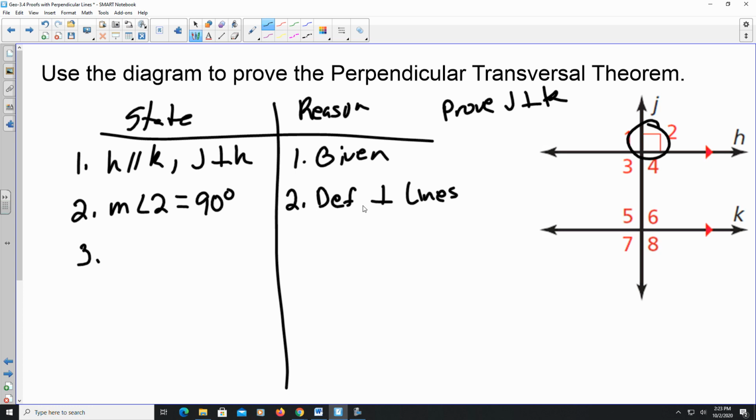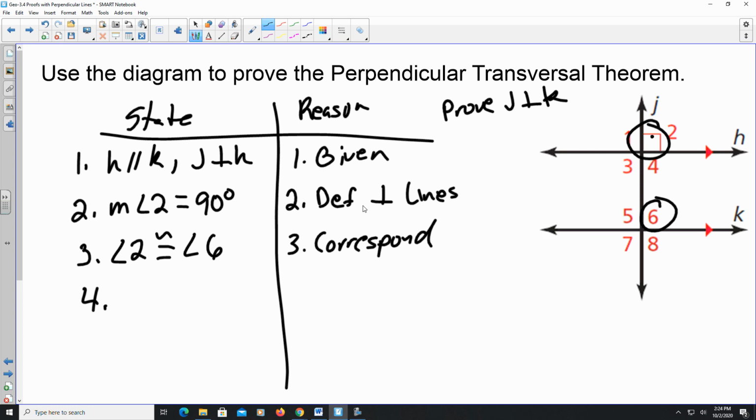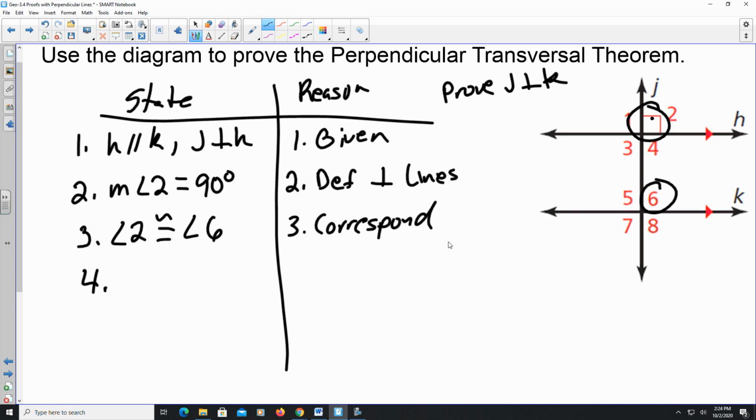Next, I'm going to use some of our theorems about angle relationships. With respect to angle 2, I'm going to use angle 6 to help us out. Angle 2 and angle 6 are both corresponding angles. Since H and K are parallel, I can say that angle 2 is congruent to angle 6 because of the corresponding angles. Next, because those angles are congruent, I can say that their measurements are equal. That is simply the definition of congruent angles.